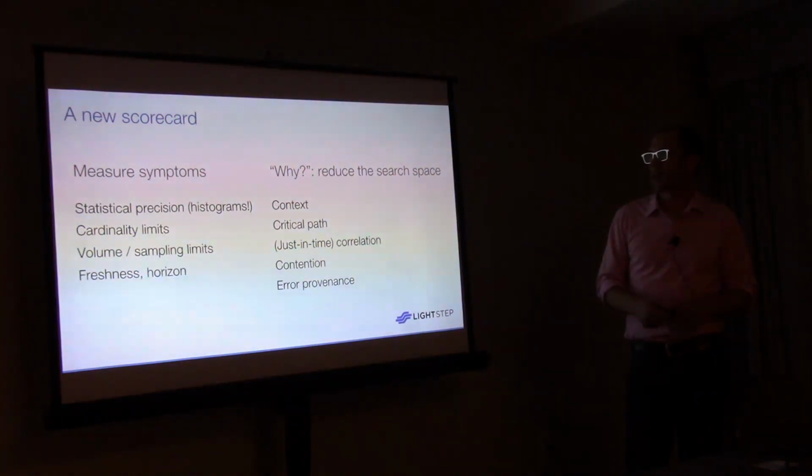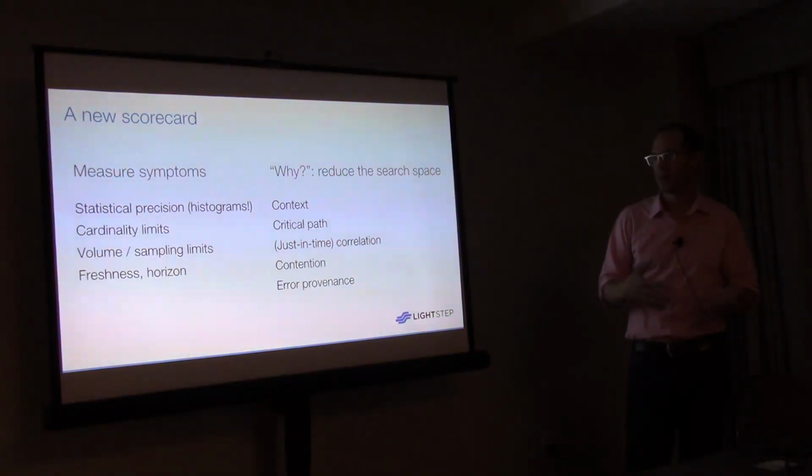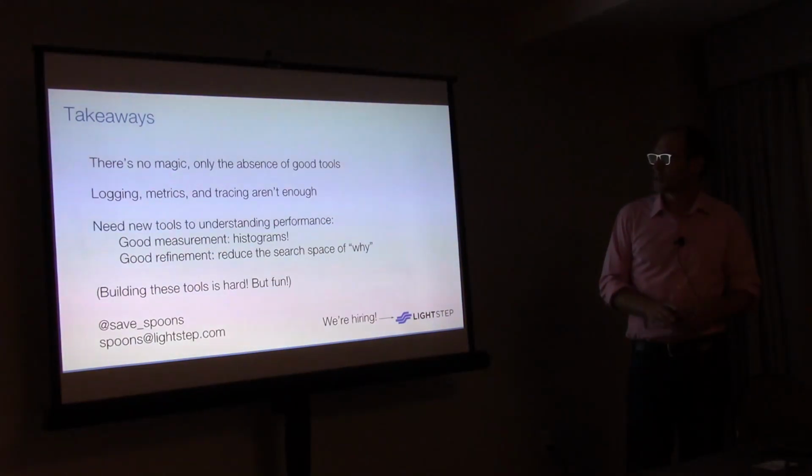Just to think about what our tools are doing now: are our tools giving us the right kind of precision that we need? Are they providing the right volume of data, both in terms of the different dimensions that we can explore it across, and in terms of the timeliness of that data? And then do we have the right tools to hone in and scope things down and understand where we're at, whether that's through context, critical path, or these other tools that I talked about.